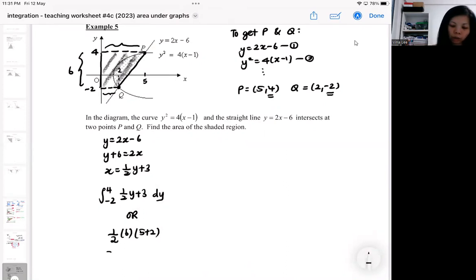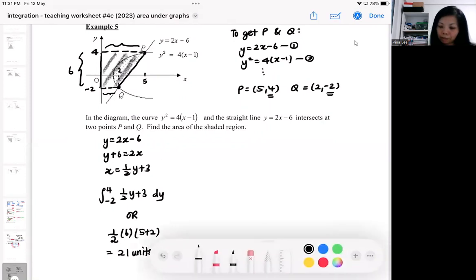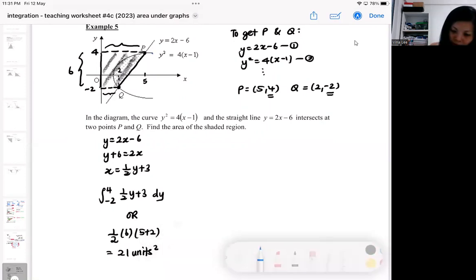Either way, you will get the correct answer. You will get 21 units squared. If you do it by integration, you also get 21 units squared. It has to be the same thing. Then I'm going to integrate under the curve.